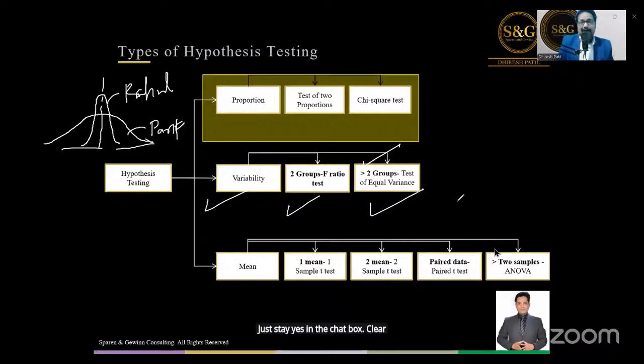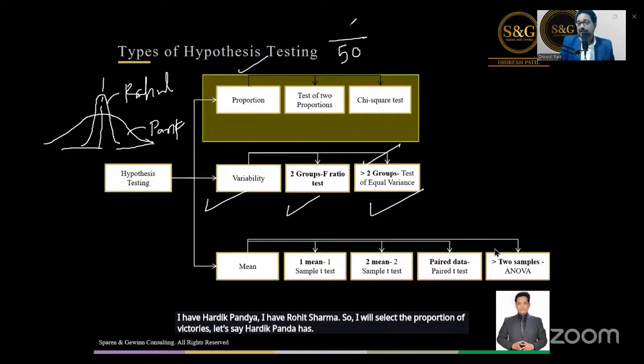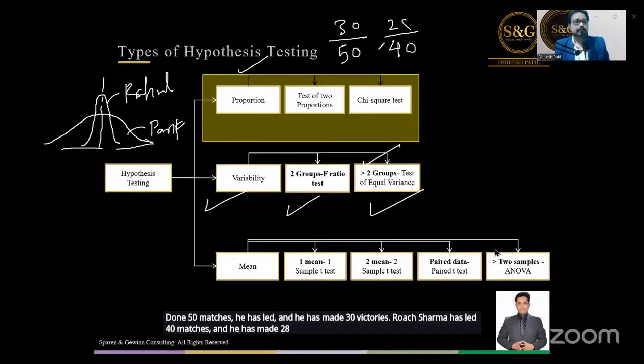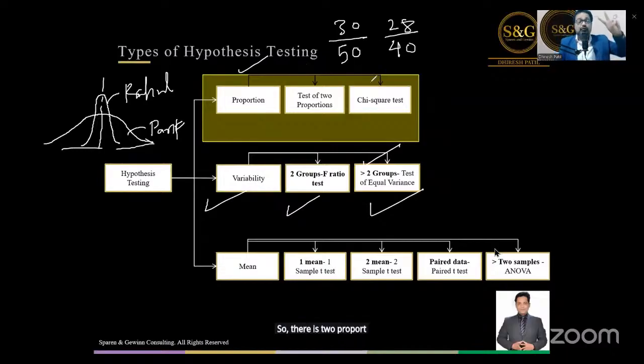Clear hai? Now with the same example, I'll go to proportion. Now I want to select a captain. I have two options: Hardik Pandya and Rohit Sharma. So I will look at the proportion of victories. Let's say Hardik Pandya has led 50 matches and made 30 victories. Rohit Sharma has led 40 matches and made 28 victories. So there are two proportions, so I will go for the test of two proportions. Now I have a third option, let's say MS Dhoni. So I will go for the chi-square test. I want to compare three proportions. Are you clear with this?